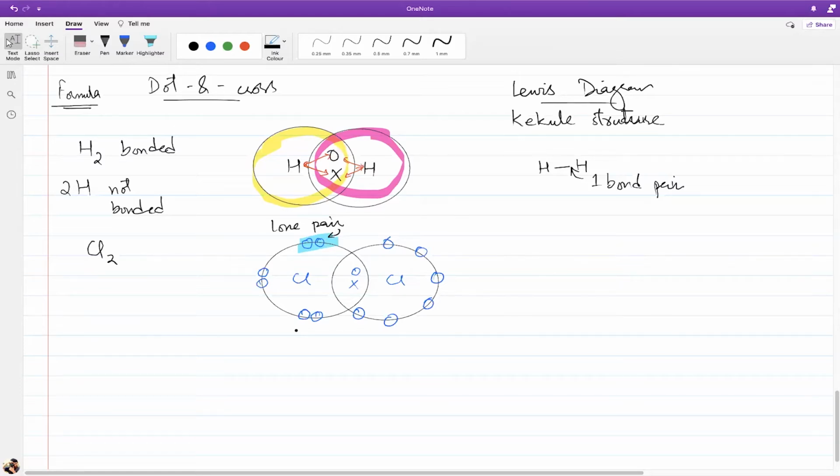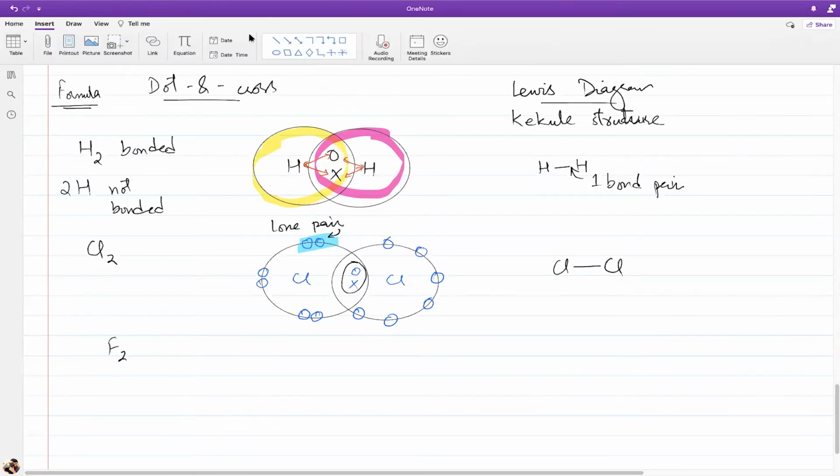Now let's draw its Lewis diagram. So for that, just put Cl, another Cl, and there's a straight line between them. And this line is because they have one bond pair. The more bond pairs there are, the more lines there will be. All right, so here's how it goes.